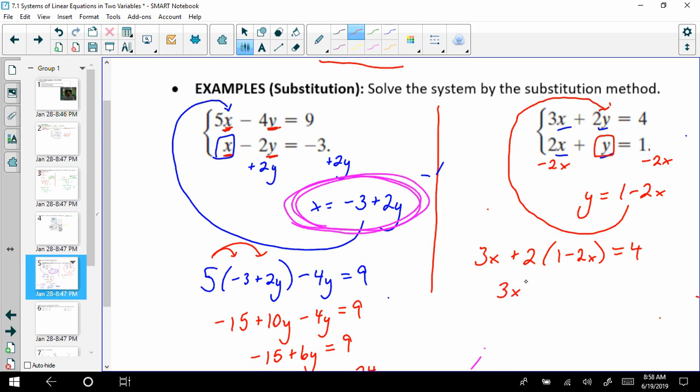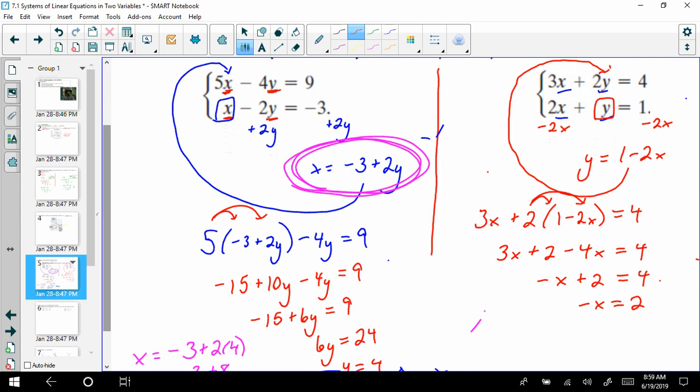So distribute the 2. I would combine like terms, so 3x and a negative 4x. Subtract 2. And then the last step, I do have to divide by like a negative 1. So if I divide the negative over, x is negative 2.